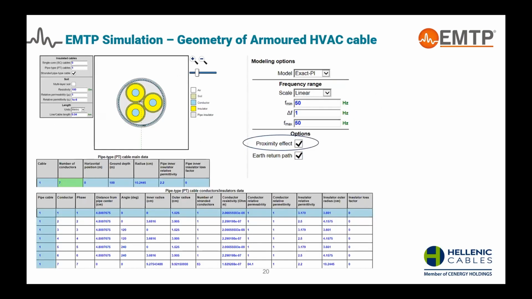Now, regarding the armored cable, we can see here that in EMTP version 4.2, we can have strands in the armored wires. That is very important because this is one step further from the old and the typical pipe type that were used in other software some years ago. This is something very new and important for us, stranding armors. Of course, the inclusion of proximity effect again is very important.